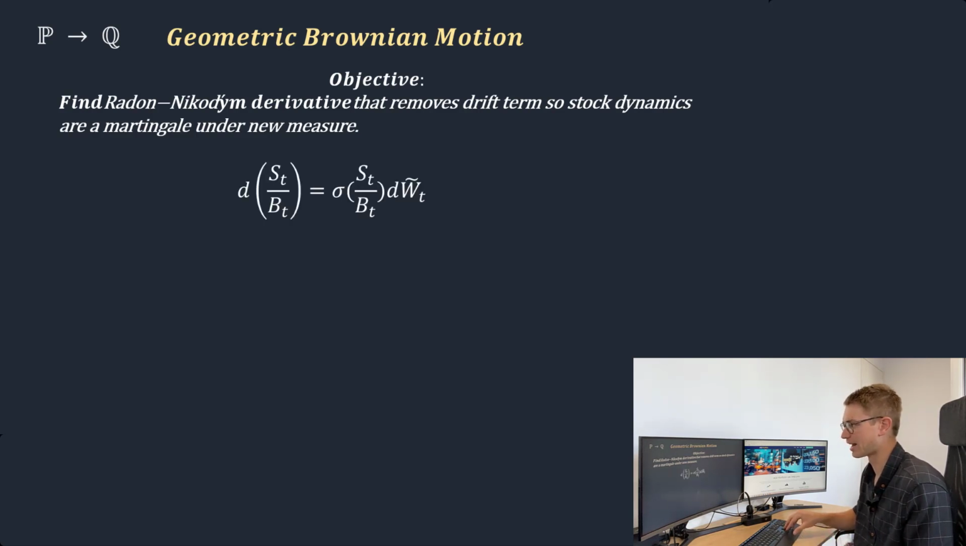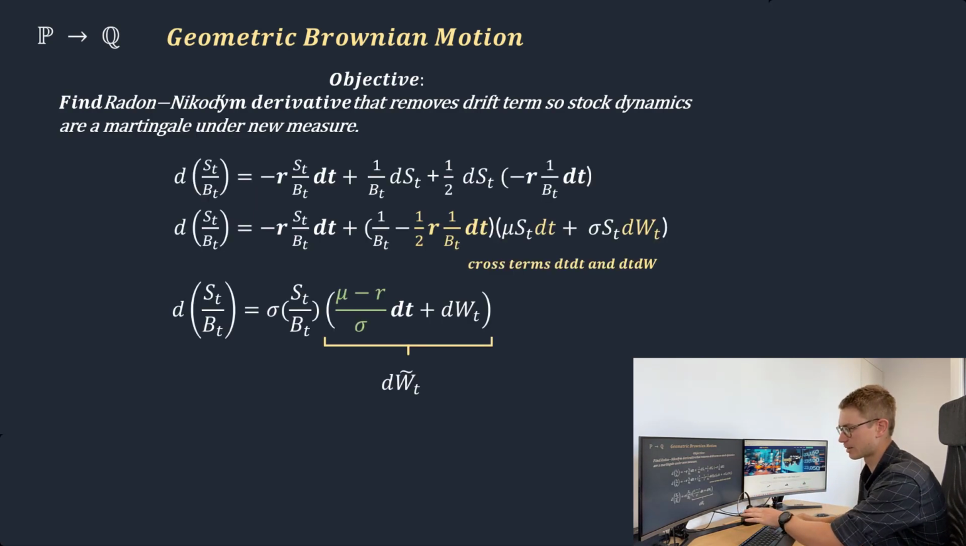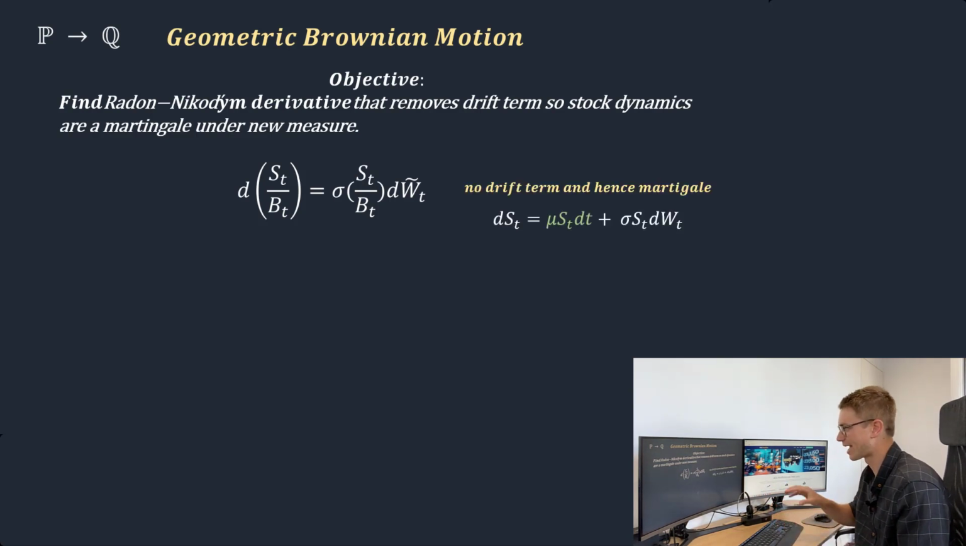So what do I mean by that? Looking at the new formula, you can see that if we substitute our new Brownian motion into the formula, we actually get something that has no deterministic term. This is now just a normal distribution of this process ST over BT. So we have no drift term and hence a martingale. I've just put the old formulation of what the ST dynamics were, showing that there was a deterministic component, and now we've removed that under our new Q probability measure.